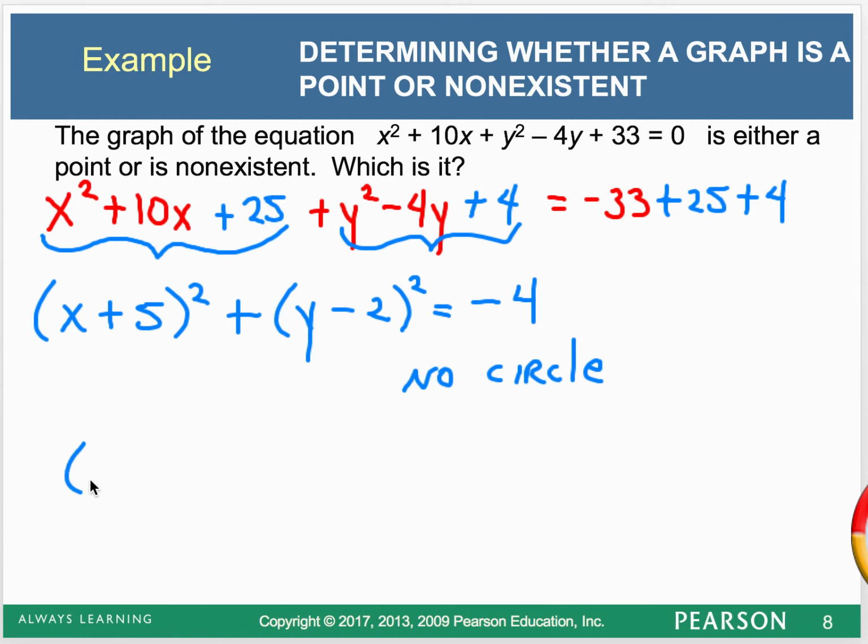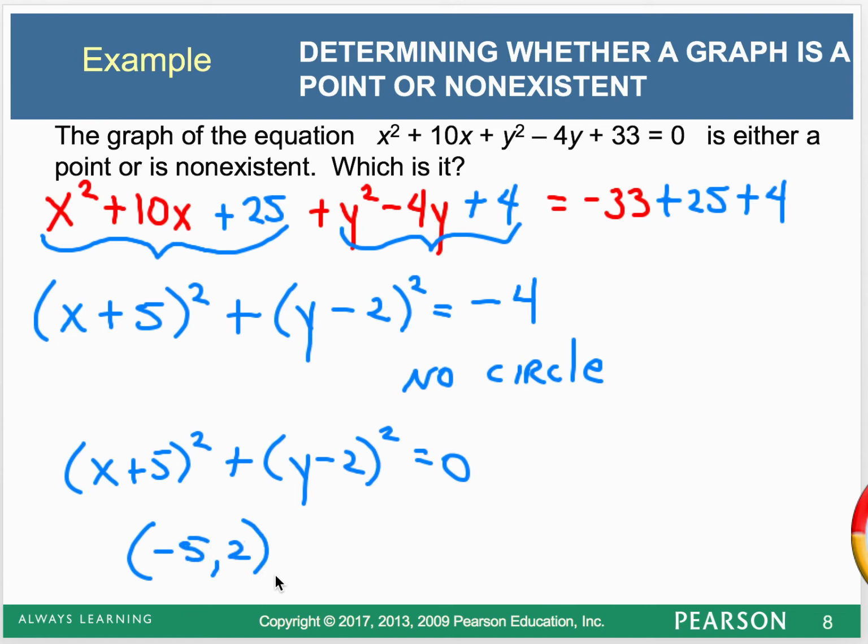For example, let's say when we got finished completing our square, I would say, oh, this is no circle, but I could plot a point. This is the equation for the point negative 5, 2, right? Radius 0. So in other words, not a circle, no radius.